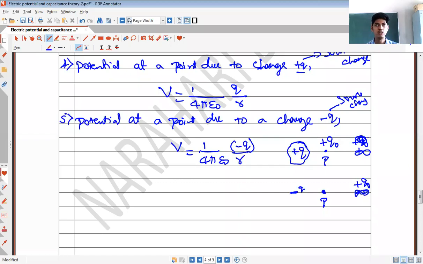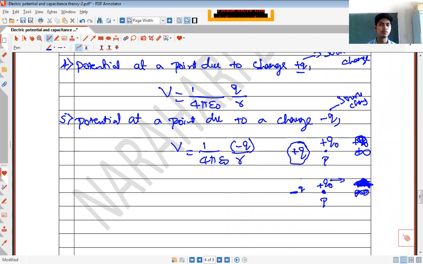Due to a negative charge, the charge by itself moves from infinity to point P. This is right, correct? Then, due to a negative charge, you will have to do work to move this positive charge from point P to infinity. Due to this negative charge, in order to move this test charge from point P to infinity, you will have to do work.